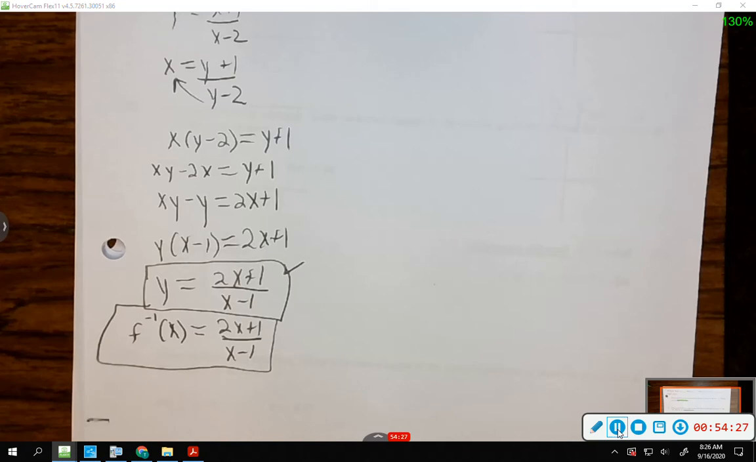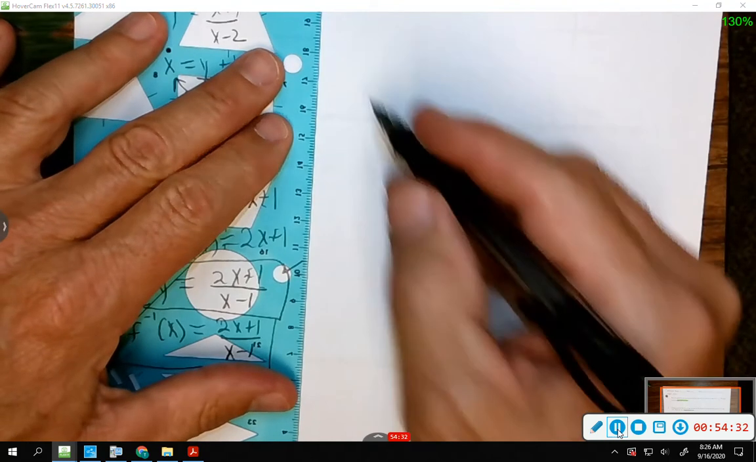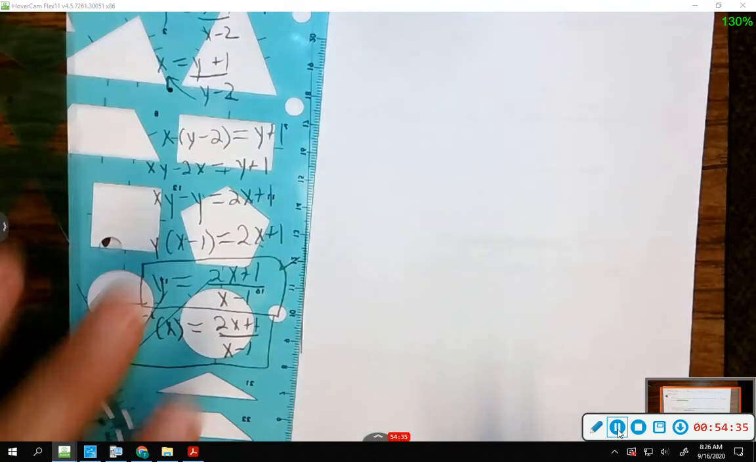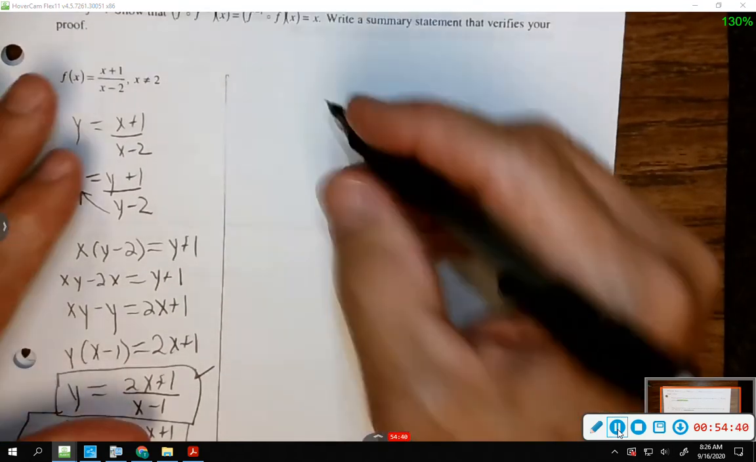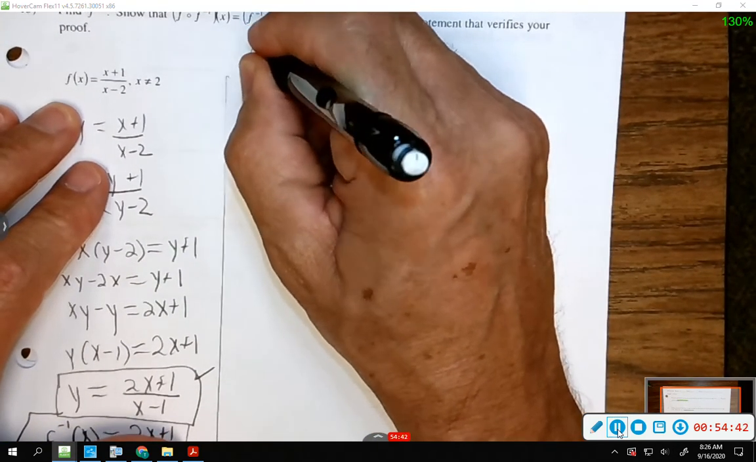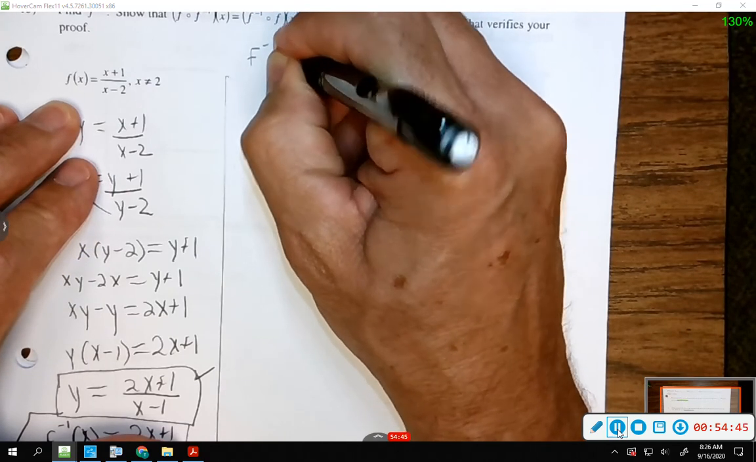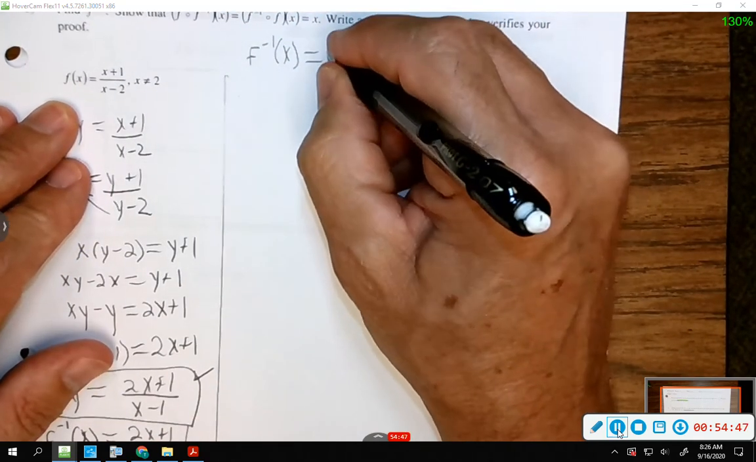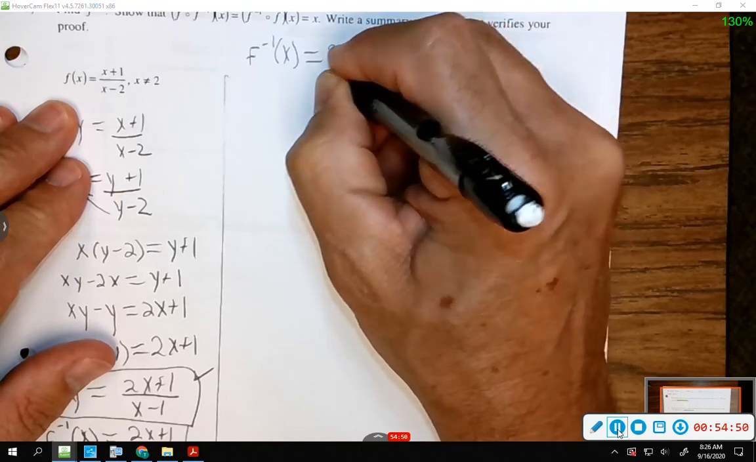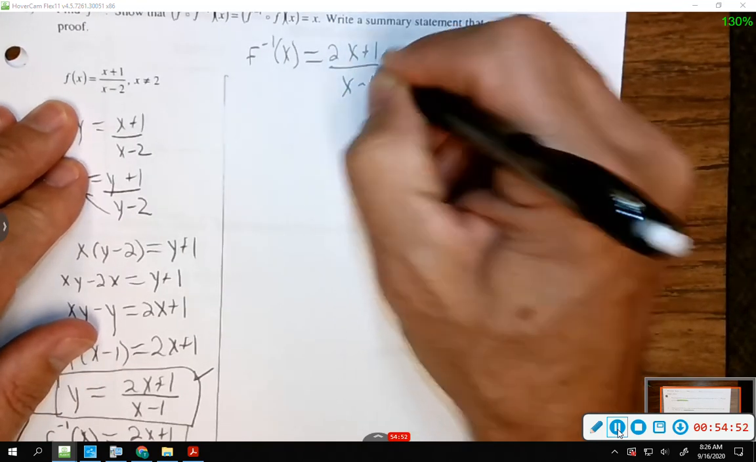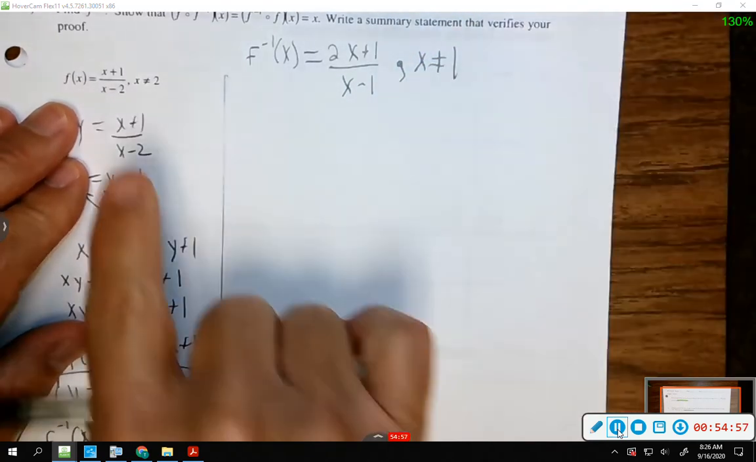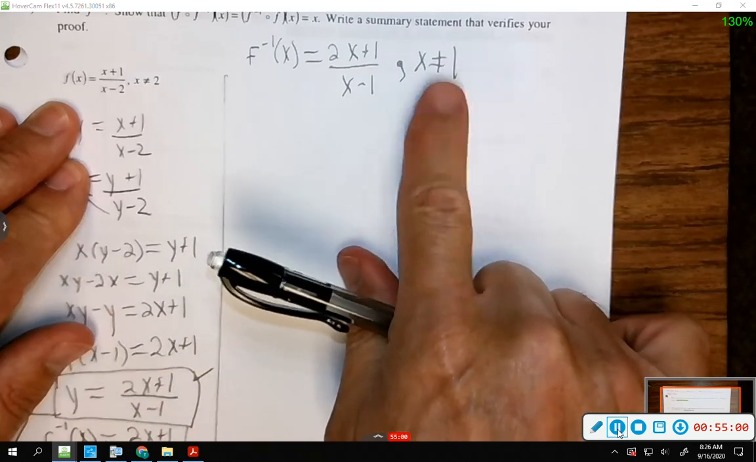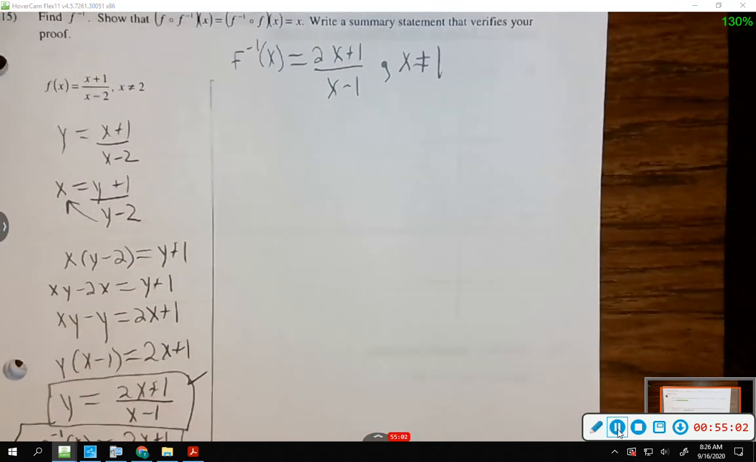But now I have to crank out these composites. So I've given you a whole page to do this. I'm going to write the inverse function up here as well, so I can reference them right next to each other. Notice here the domain of this inverse is that x cannot be 1, which makes sense. That was the horizontal asymptote here, so of course, that's the vertical asymptote here. So it's eliminated from that.